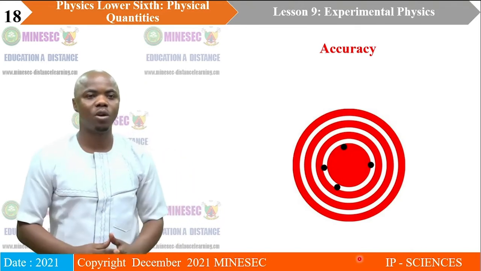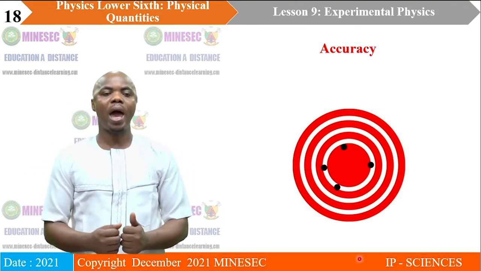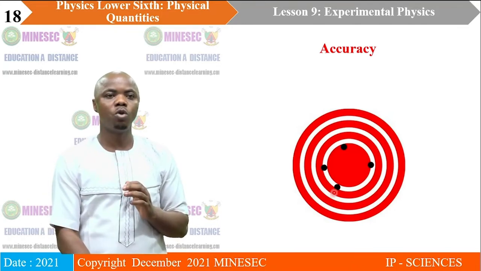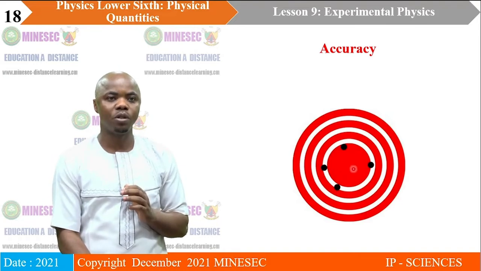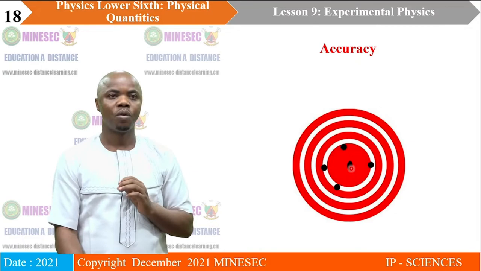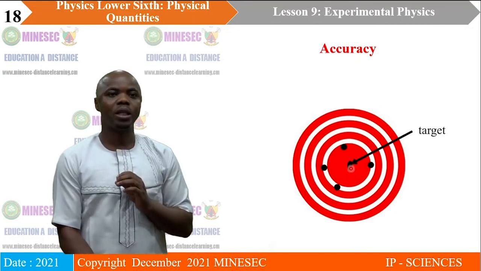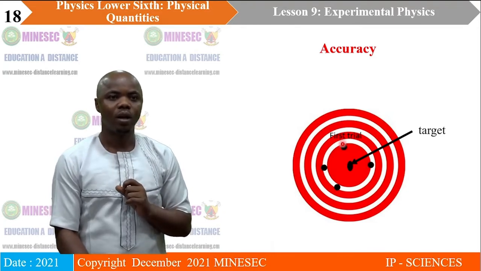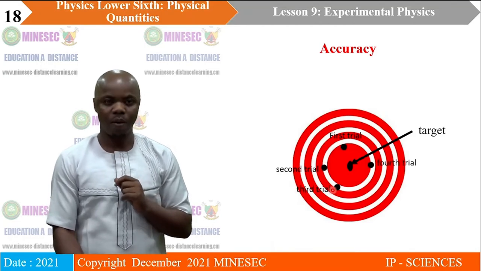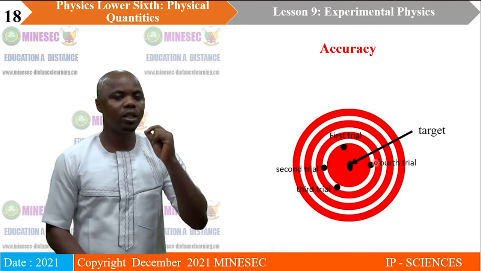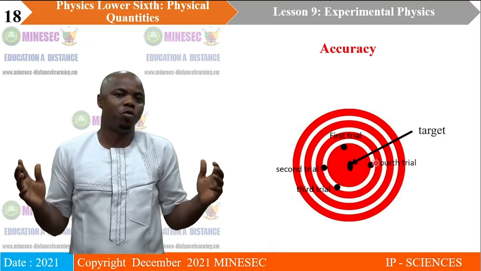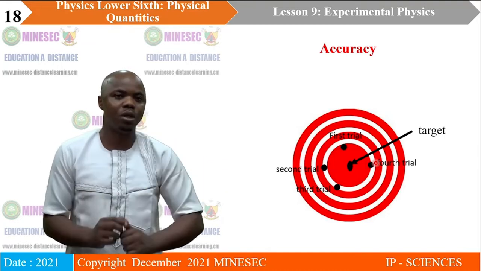Accuracy. What is accuracy? Imagine I am playing a simple dart game where I have to target this middle point. I throw 4 darts. The first one lands here. The second one lands here. The third one, here. And the fourth one, here. I did not touch the target. I may be disappointed with myself, but no, there's something we can get from this experiment.